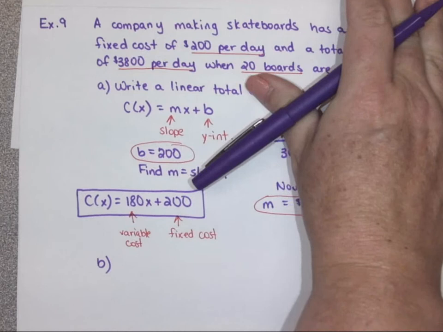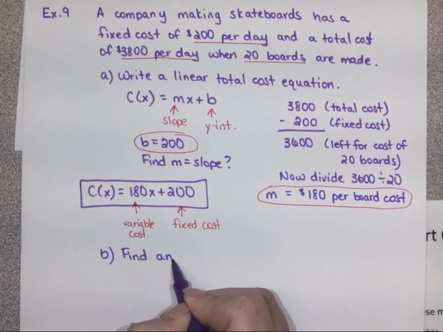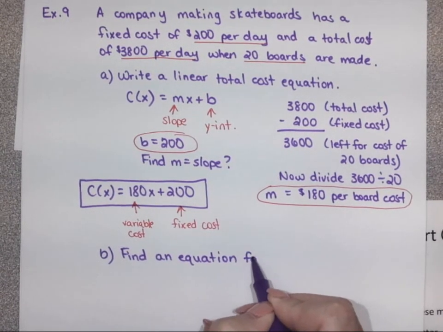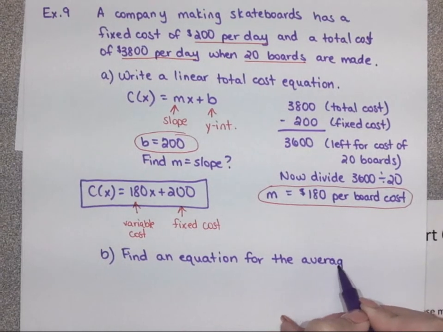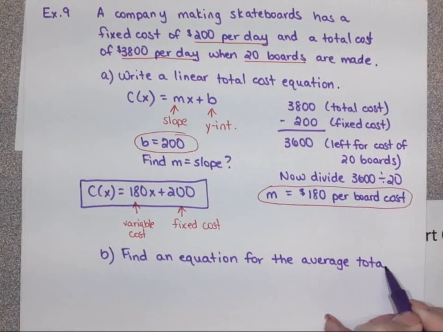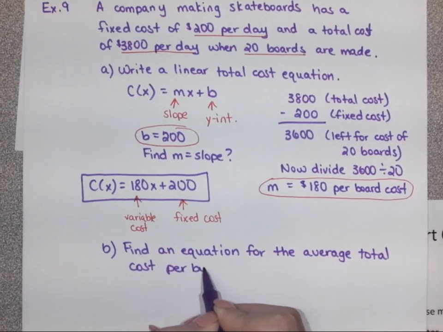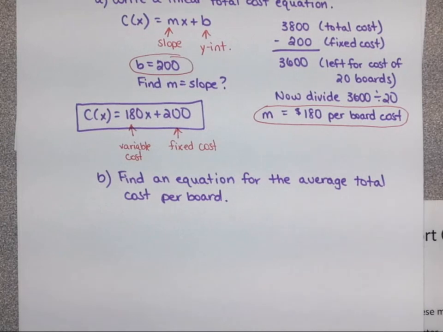Okay, so for part B, let's say that I wanted you to find an equation for the average total cost per board. So this is something that in Business Math 2 you're going to talk a little bit more about, but I think we can use logic and reasoning to actually figure out an equation for ourselves.